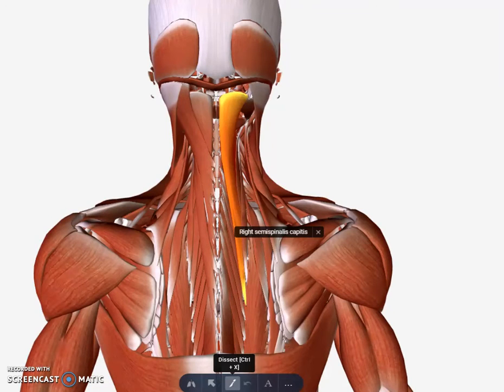This is the semispinalis capitis. It extends head and neck and rotates the head. The origin is the articular processes of C5 to C7 and transverse processes of T1 to T6. The insertion is the superior and inferior nuchal lines.